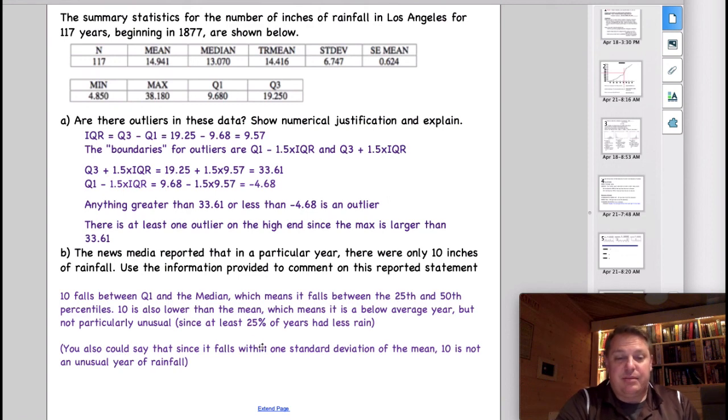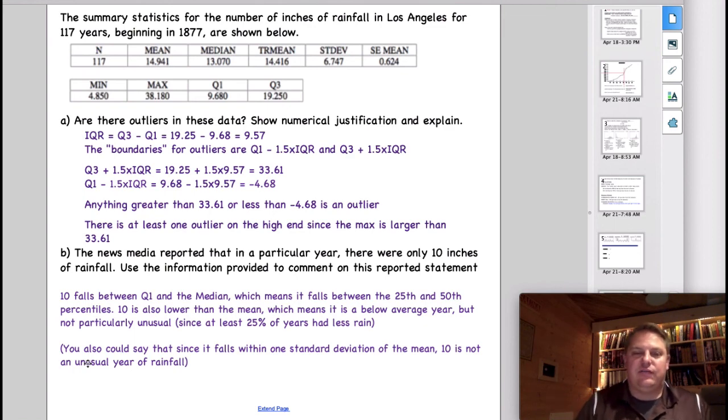You could also talk about standard deviations. You could say that since the rain falls within one standard deviation of the mean, standard deviation here is 6.7 and the mean was 14, that the 10 is not an unusual year of rainfall. They accept lots of different things. In a question like this, they just want to see if you can put your own words behind, hey, what would you know about this data point of 10? So just one example, but I wanted you to at least have seen one kind of question like that.